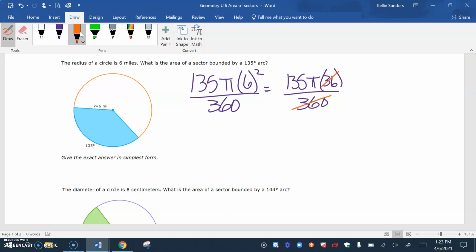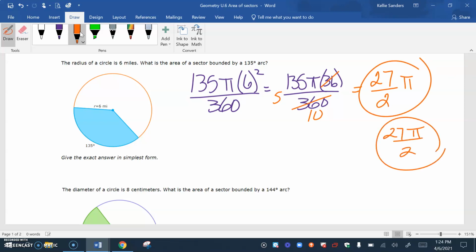36 over 360 reduces to 1 over 10, and 5 will go into both of those. 5 goes into 135 27 times, which would be 27 over 2 pi, or 27 pi over 2.